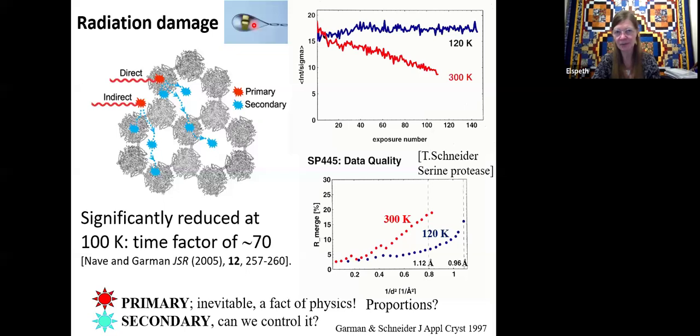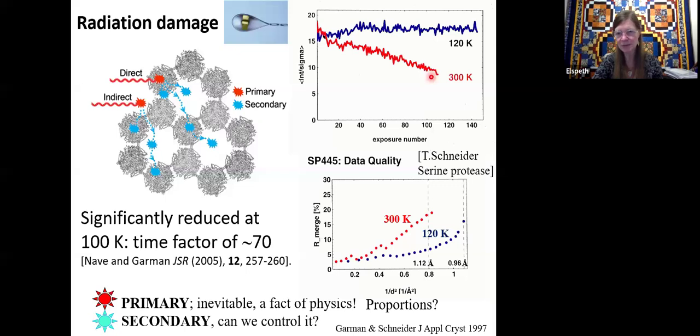And it turns out that if we do that, we get 70 times on average more data at 100 Kelvin, holding it in a stream of gaseous nitrogen, than we get at room temperature. And if we look at the intensity of the reflection as we collect data, rotating the crystal in the beam to sample reciprocal space in 3 dimensions all the way around, we see that at 120 Kelvin the intensity stays up, whereas at 300 it drops.